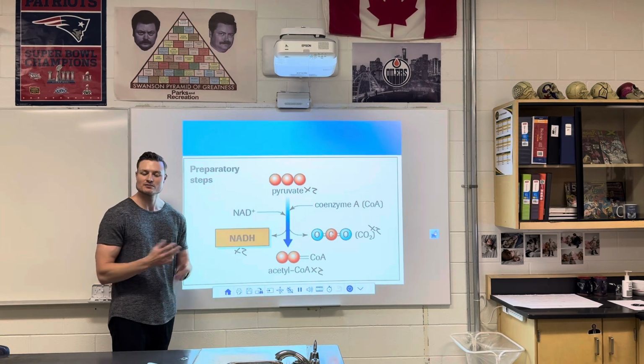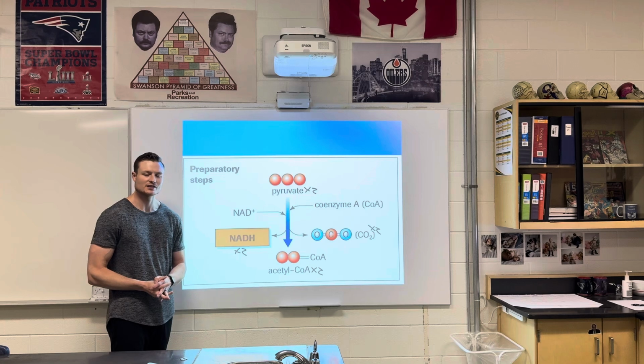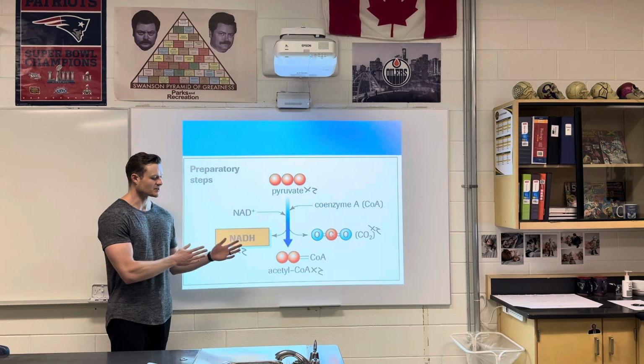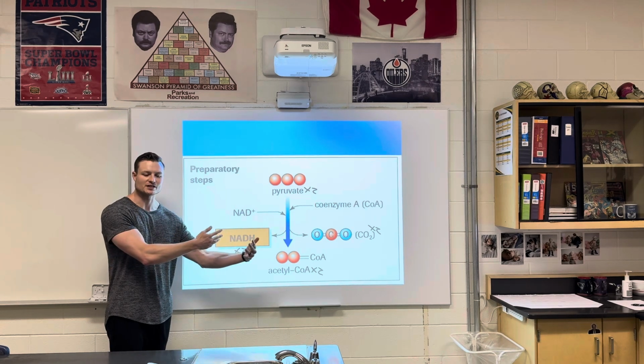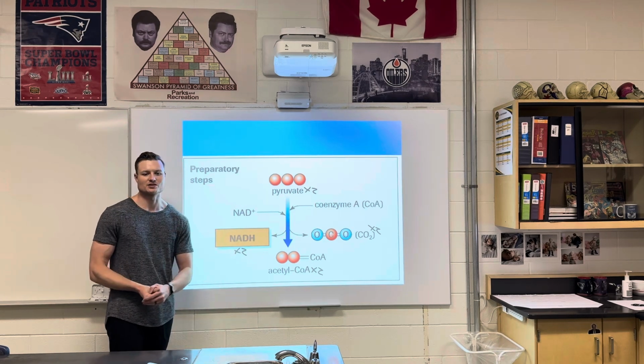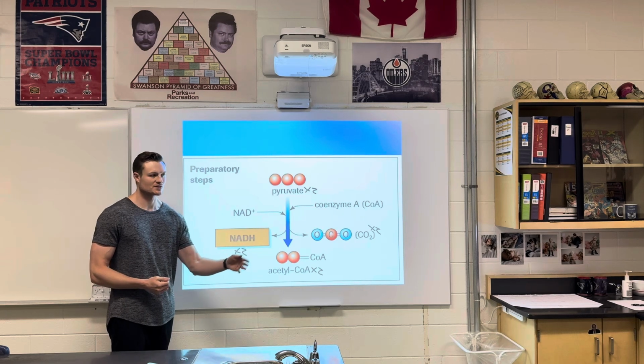How many ATP? 0. We didn't actually make any ATP in this process. So if we go back to the first step, glycolysis made 2, pyruvate oxidation made 0. Overall, we're trying to get to that 36. The majority of the ATP is going to be made during the last couple of steps.